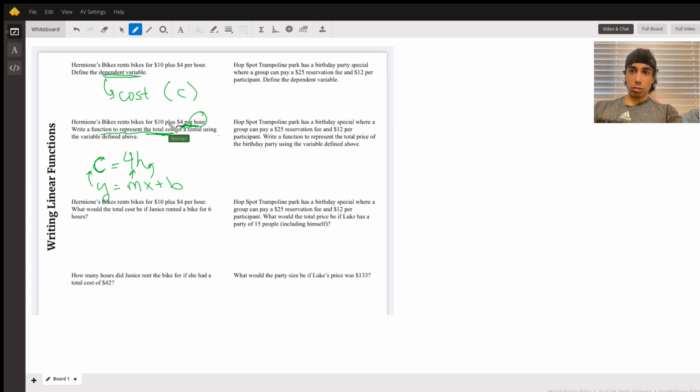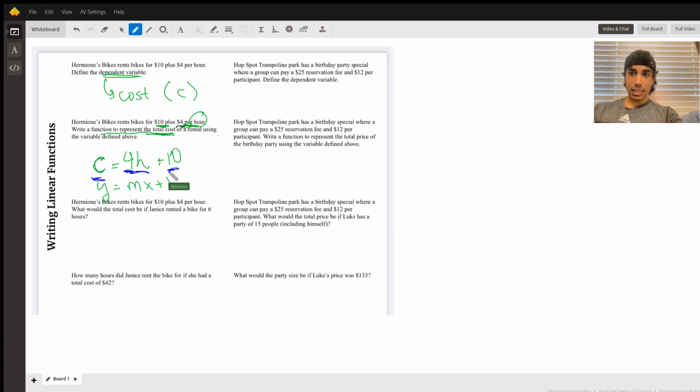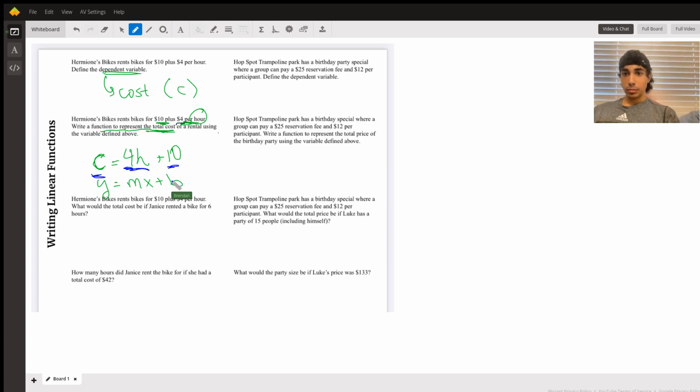And then b, that's just going to be your starting fee. So plus 10. So if I want to interpret this equation, think about what this says. I am saying that my total cost is $4 per hour plus the 10 that I started out with. That's what that is saying. All right. And then it says, what is the total cost to rent for 6 hours?